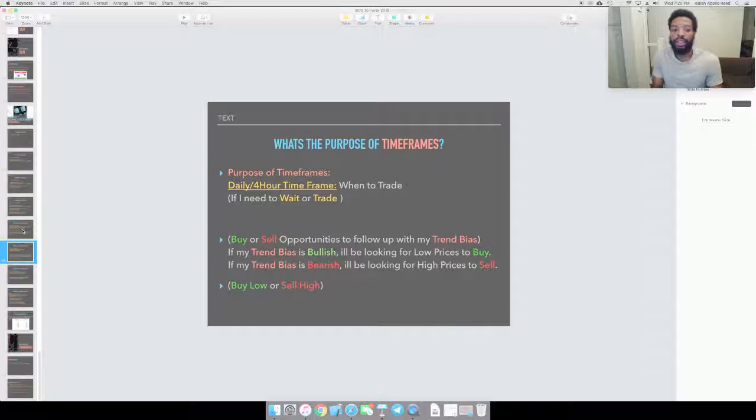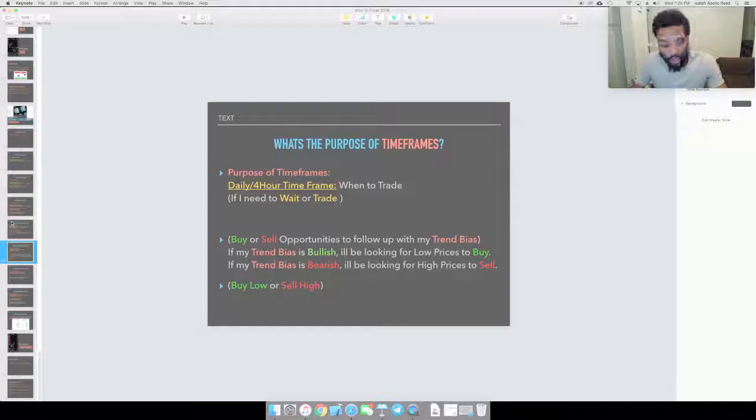Alright, so the next time frame, I use the daily time frame, sometimes a 4-hour time frame as well. The daily time frame tells me when to trade or if I need to wait. So I'll give you guys an example on the live chart in a second. Right here, the daily time frame just tells me when I should trade. It tells me if I need to wait, or if I need to get in or look for opportunities right now. So it tells me buy or sell opportunities, and this is to follow up with my trend bias.